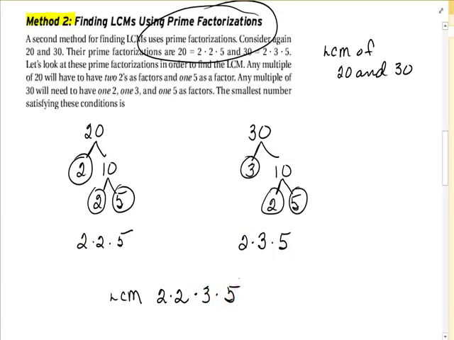So it's one of every different kind of factor, 2's, 3's, and 5's, and the greatest quantity that's in either one. Don't put 2, 2, and 2. You just need the one that has the double 2. If you multiply those, 2 times 2 is 4, 4 times 3 is 12, and 12 times 5 is 60. The least common multiple is 60. But let me show you a shortcut that might really, really help.